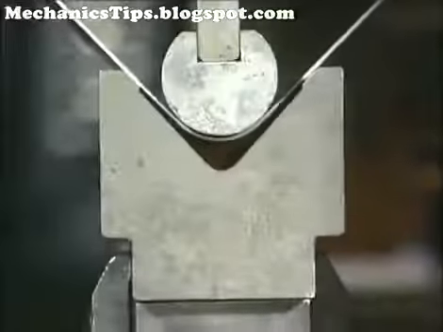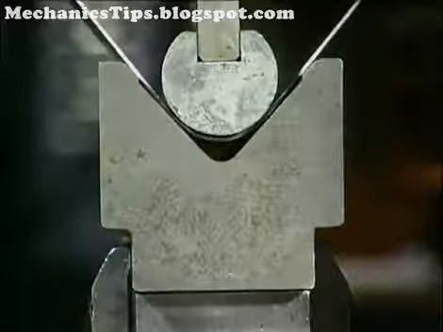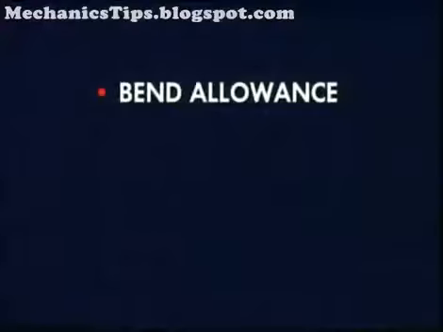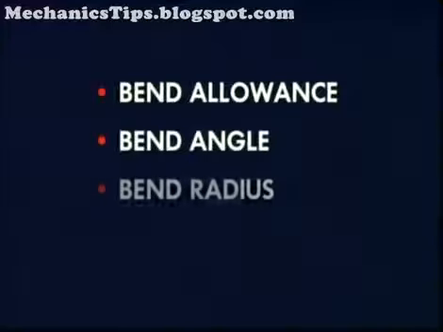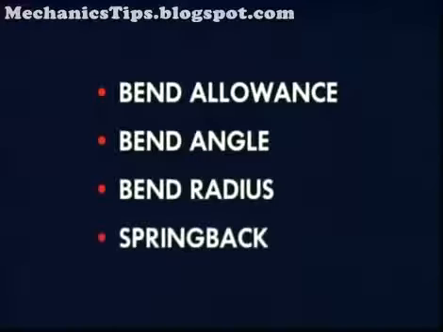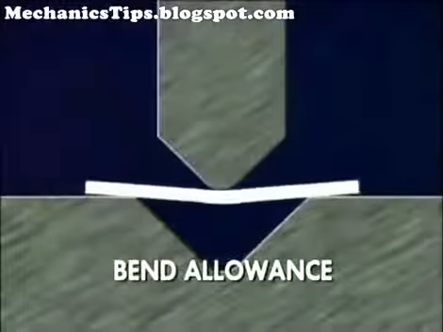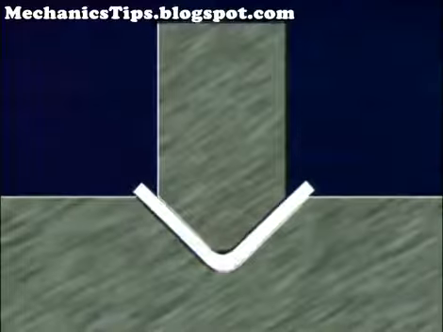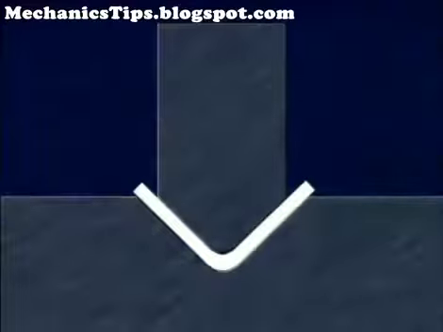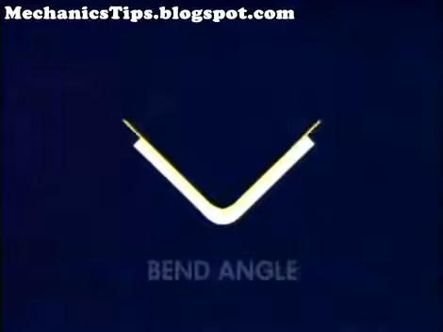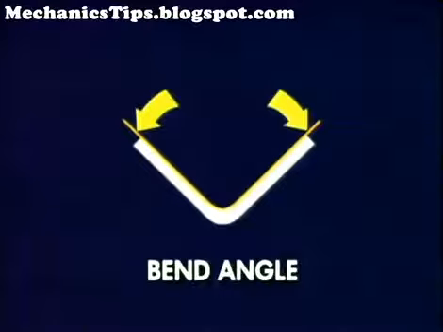the neutral axis. The principal terms used to describe bending on press brakes are bend allowance, bend angle, bend radius, and spring back. Bend allowance is the pre-bent length of material that must be included in a blank to allow for any deformation that occurs due to the bending operation. The bend angle is usually the included angle of the bent workpiece. It can also refer to the supplementary angle formed by the two bent tangent lines.